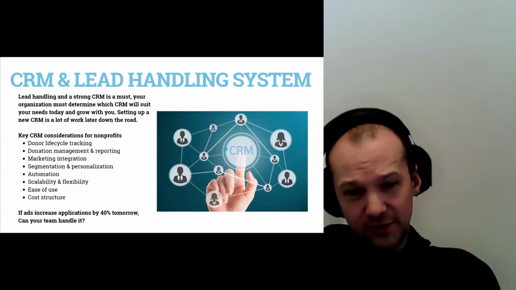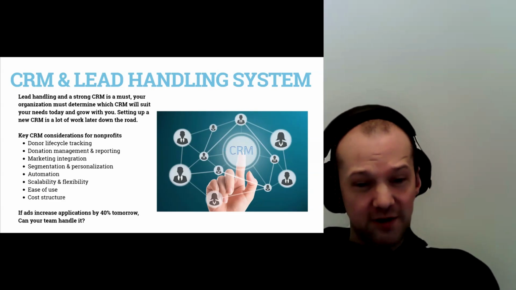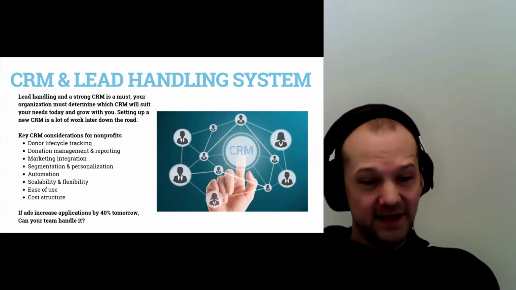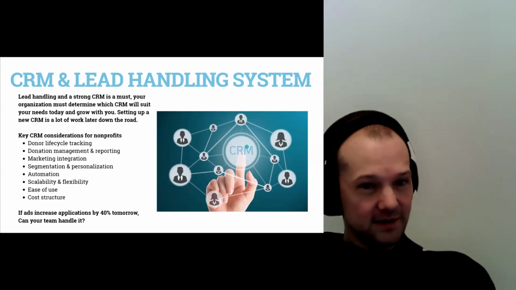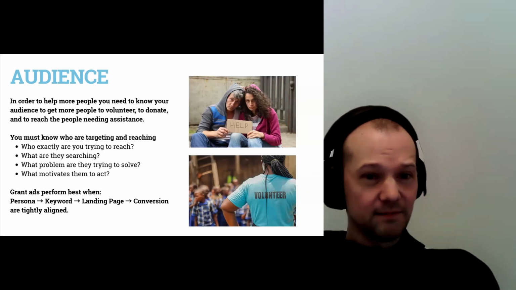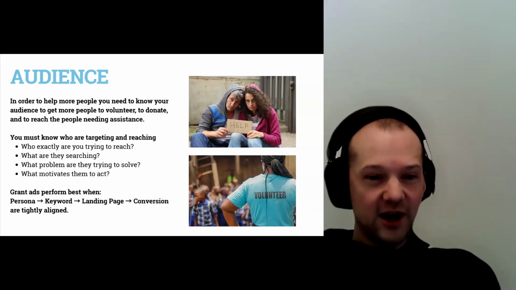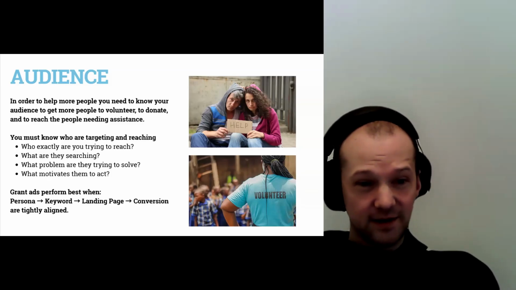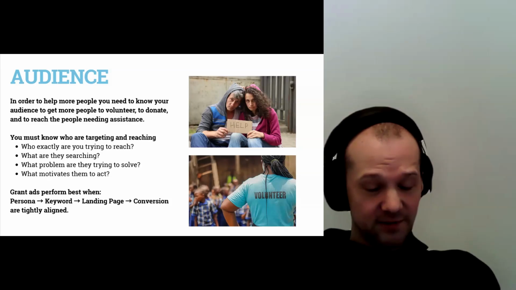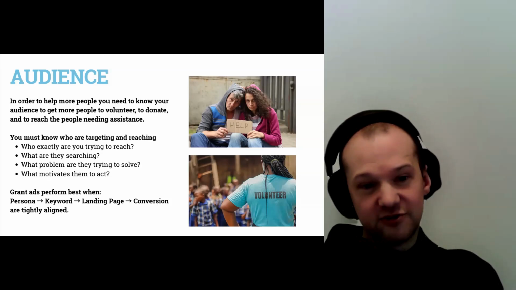And this will help you because if tomorrow you had 40% more applicants, could your team handle it? Next slide, please. The next part is audience. In order to help more people, you need to know your audience to get more people to volunteer, to donate, and reach the people needing assistance. This is super important that you reach the people you want to reach.